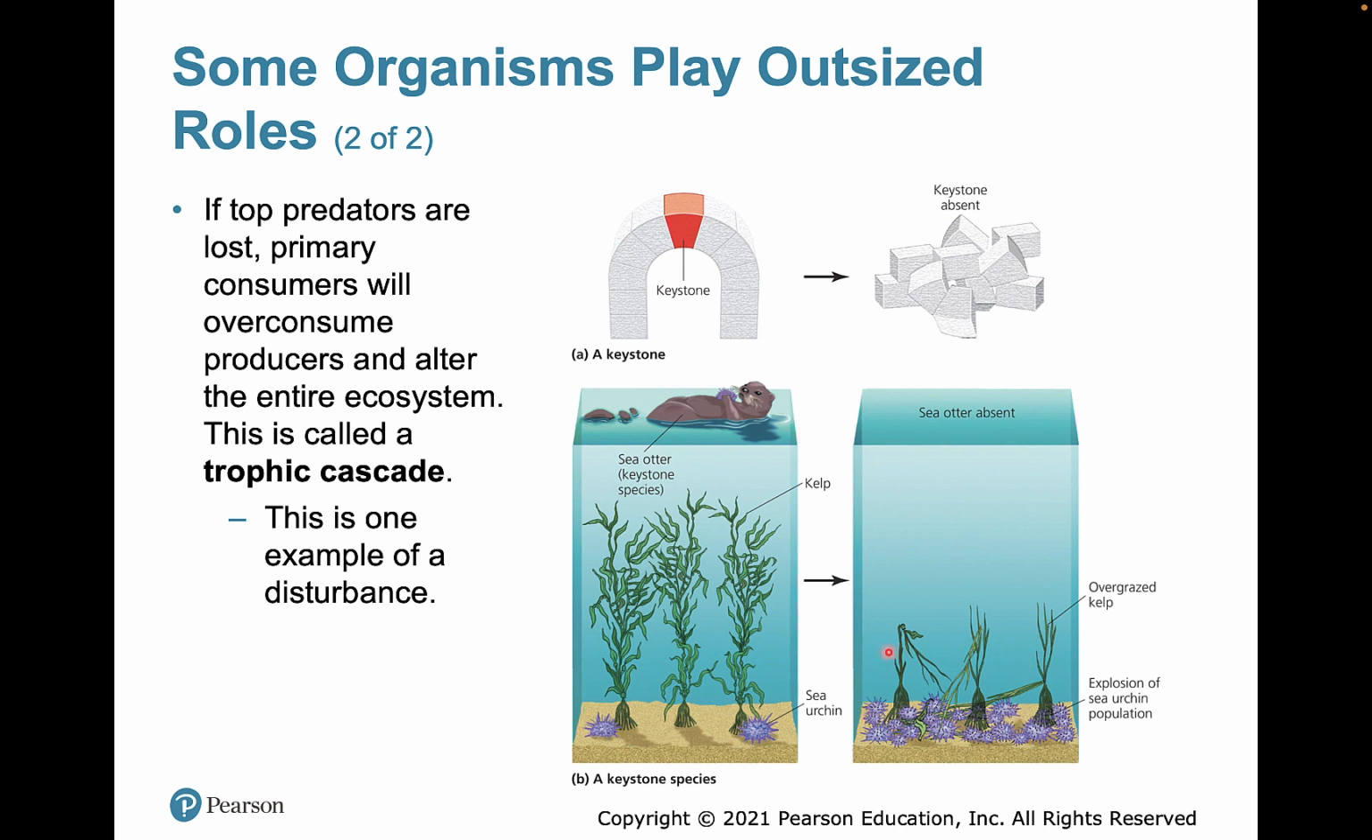When that happened, there was nothing to keep the sea urchin population in control. So then the sea urchins exploded and overgrazed the kelp, which reduced the kelp forest ecosystem for the rest of the community that relied on it. That's called a trophic cascade. When you pull the keystone out, everything falls apart. Okay, so that's an important concept for you to understand.